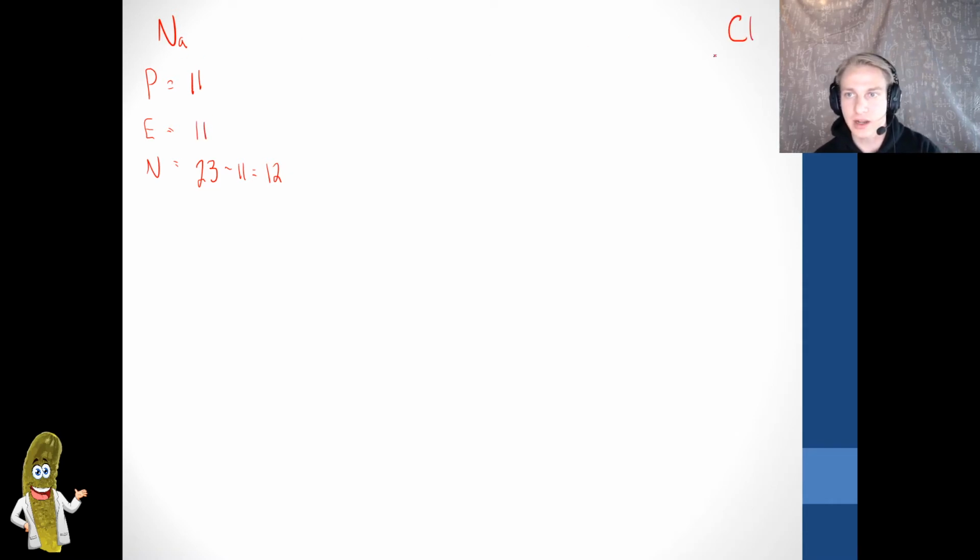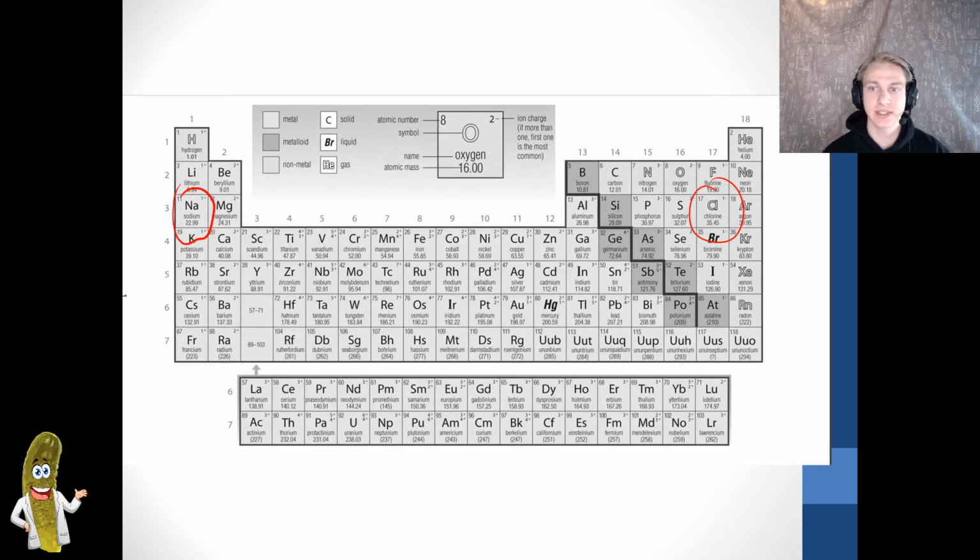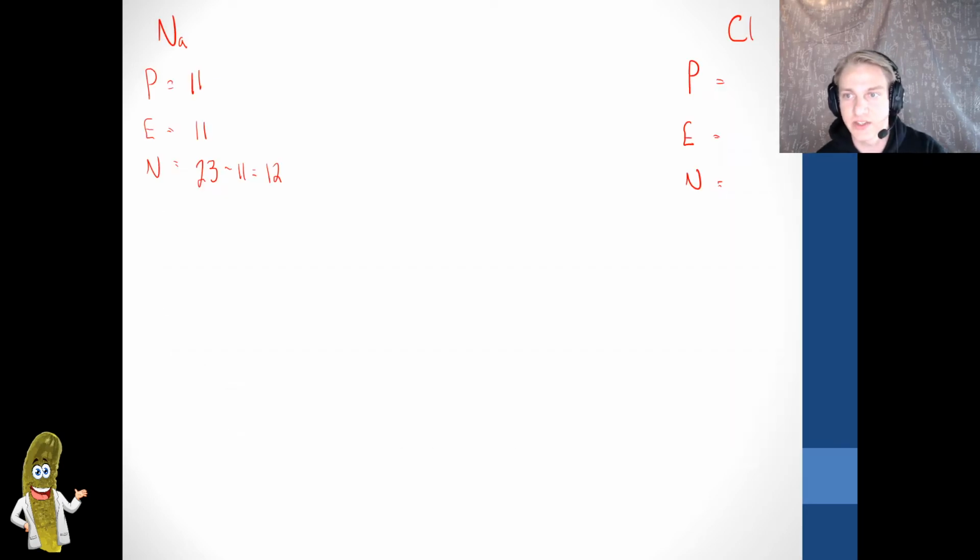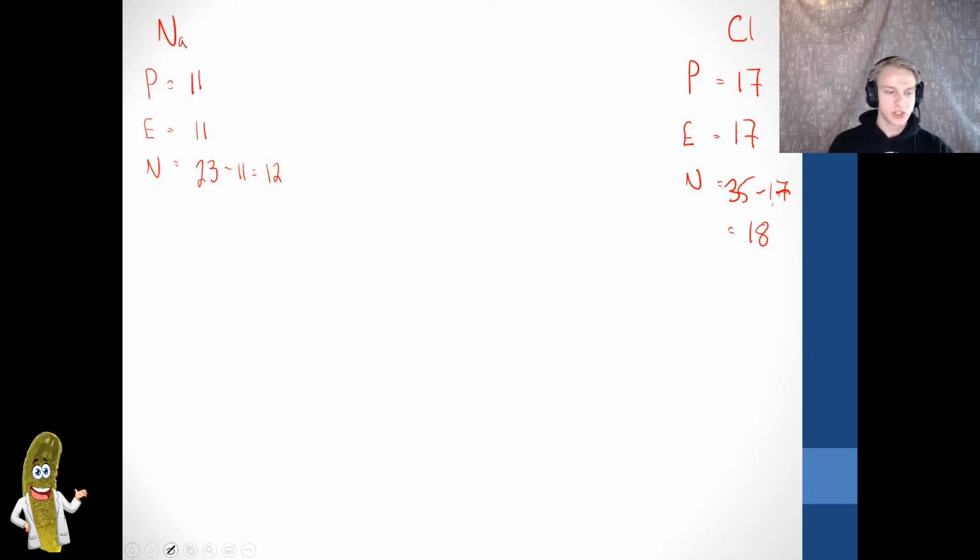And then when we're looking at chlorine, we'll do its pen as well here. We say that chlorine has an atomic number of 17, so we know that normally it would have 17 protons and 17 electrons. Its atomic mass is 35, and we would subtract 17 from that and get a number of neutrons equal to 18.